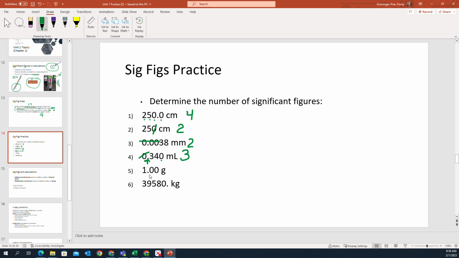1.00 grams, this has all 3 sig figs because we see that decimal, so everything to the right of it is going to be significant. And then 39580 with a decimal, this makes all those zeros to the right significant. So we have 1, 2, 3, 4, 5 sig figs there.